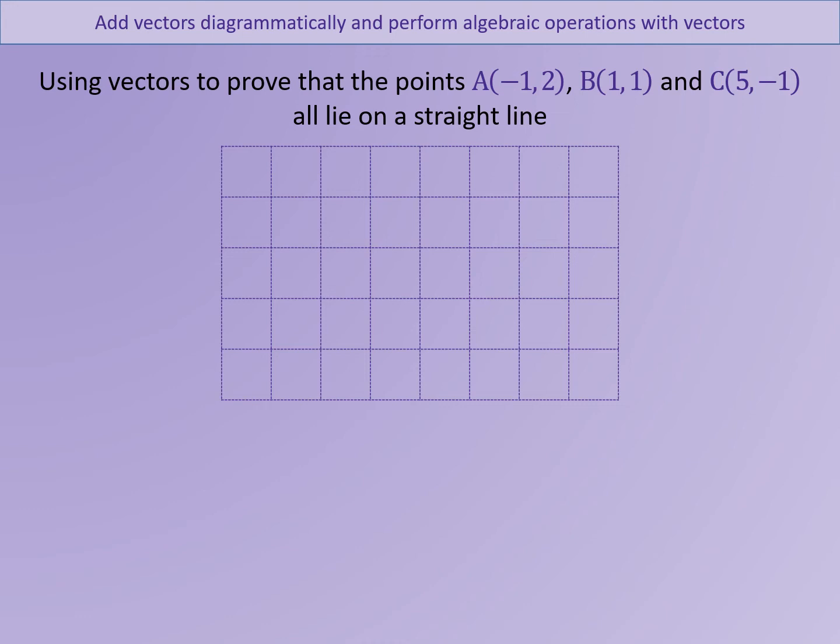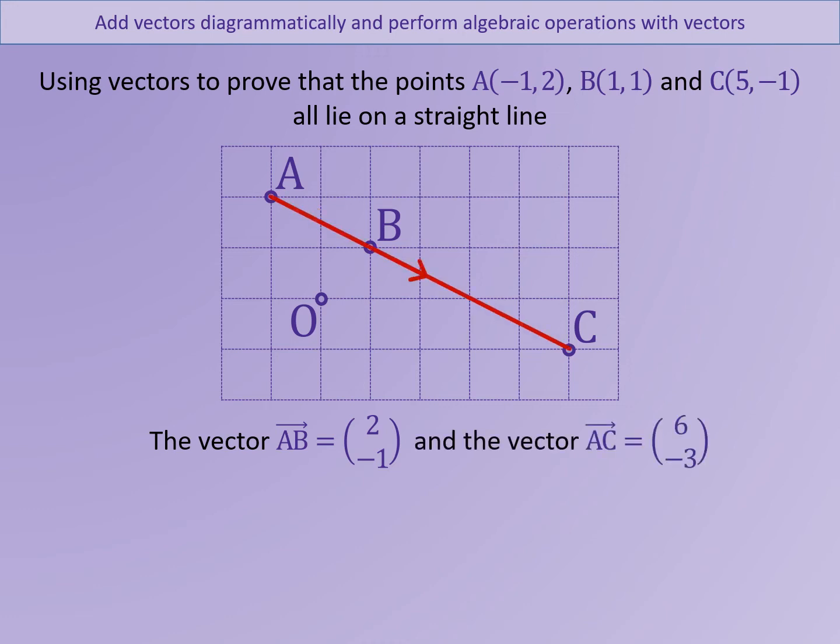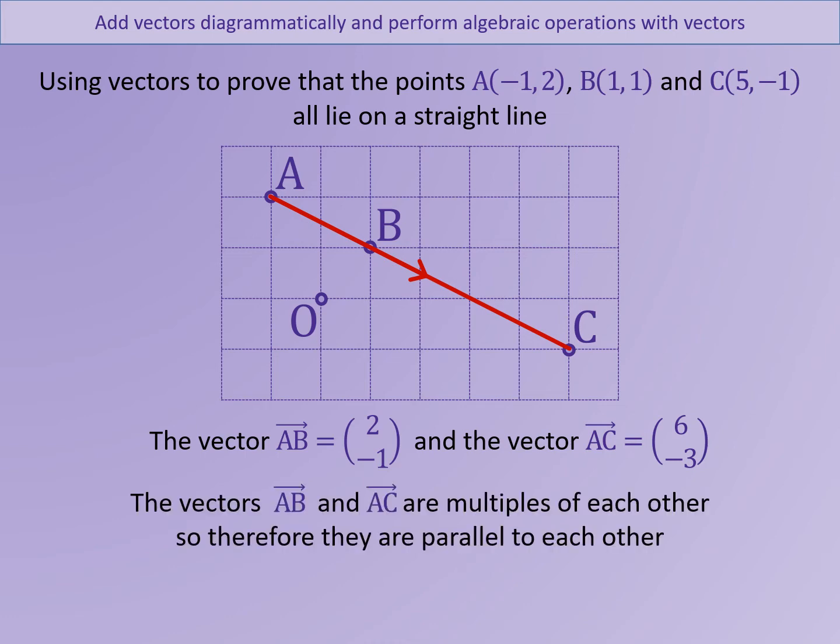Now, using vectors to prove the points A, B and C all lie on a straight line. Let's see how we would go about doing this. So when we're looking at coordinates, they're all taking their position from the origin. So the O on our diagram is the origin here. And we can work out the vector AB. Vector AB is 2 minus 1. We can work out the vector AC, that is 6 minus 3. How can we prove that these 3 points lie on the same line?